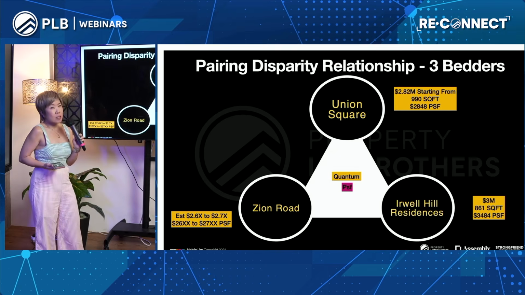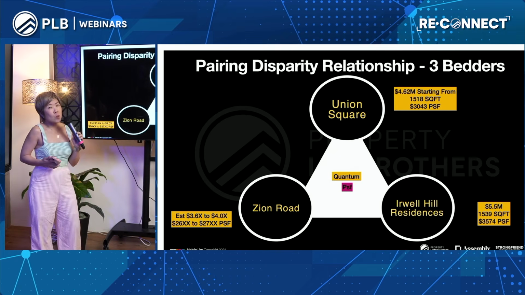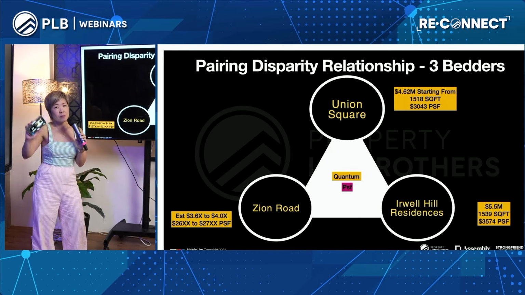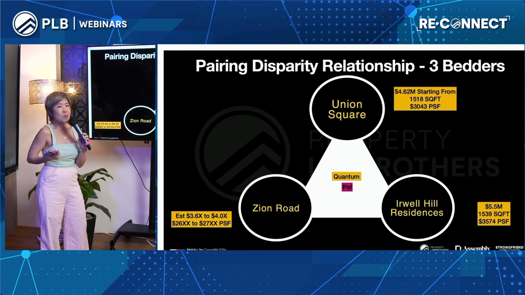And then let's take a look at Zion Road. Okay, and this is a 3-bedder as well. So just take note, in Union Square, their 1 and 2-bedders actually take up about 70% of the whole development. So it's quite good for the kind of investment property, but they also have 3-bedders, of course.